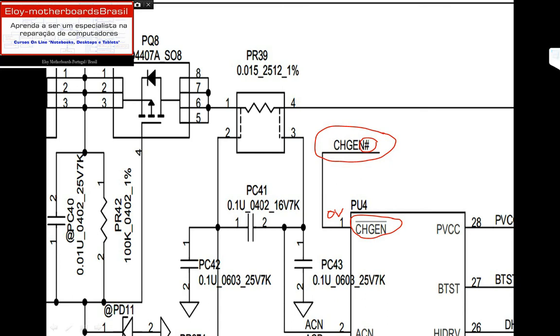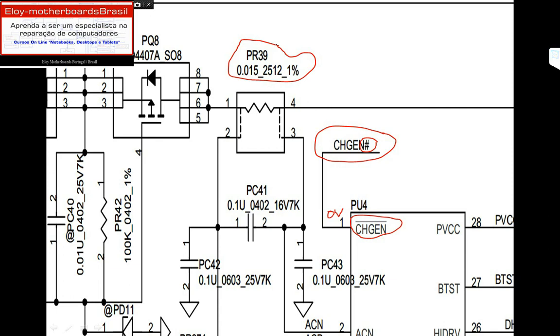After that, we have here this PR39. This PR39 is called a load resistor, right here. So this voltage will cross this load resistor, and it will be named B plus. This voltage B plus will be taken to the various sections of the motherboard.